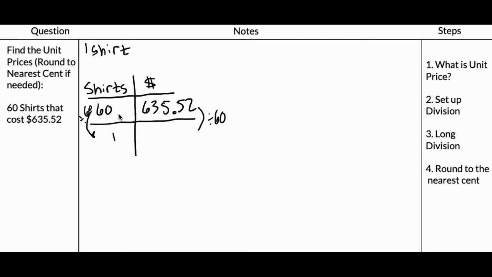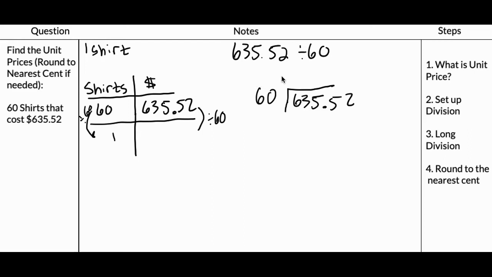After setting up a little table, I know that I'm trying to find how much one shirt costs. If 60 cost $635.52, then to get from 60 to 1, I have to divide by 60. So the problem I'm really going to be working through to find the answer is 635.52 divided by 60. Now we've got to set up our long division so that we can find out how much it costs.